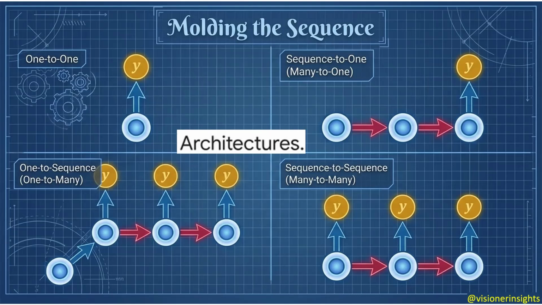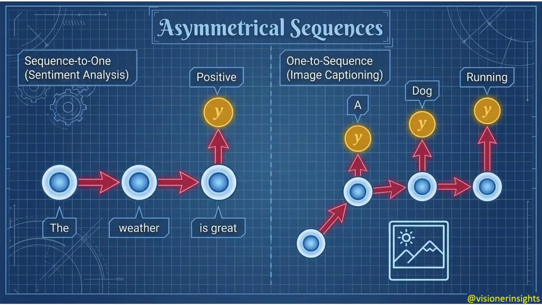Let's ground this theory in some reality, though. Sequence-to-one is what powers sentiment analysis. If you feed the network the words "the, weather, is, great," the hidden state builds up all that context, and only at the very end does it spit out a yay, saying positive.